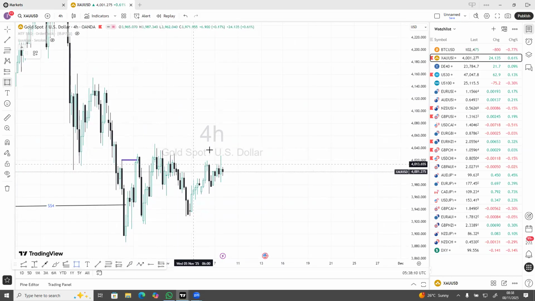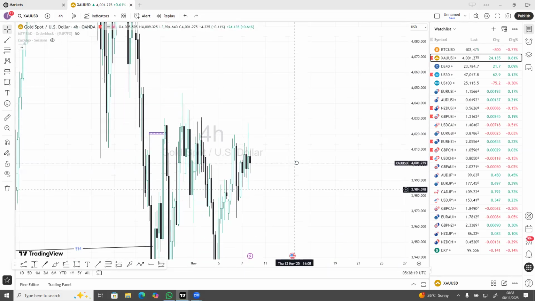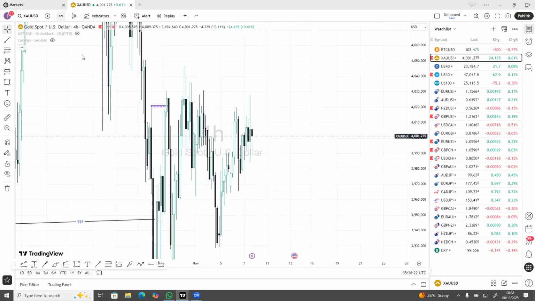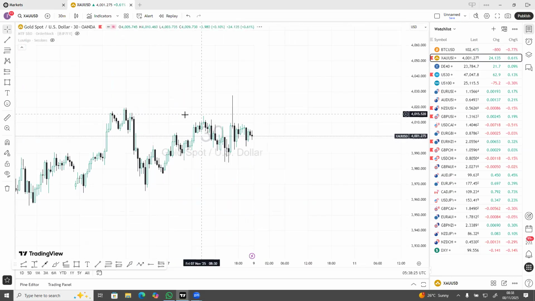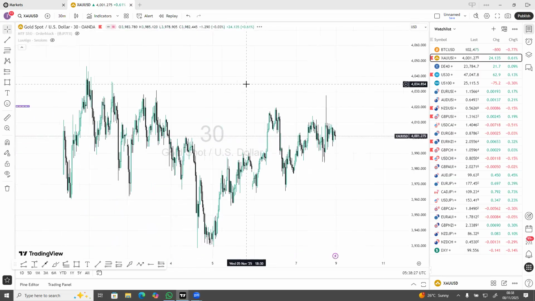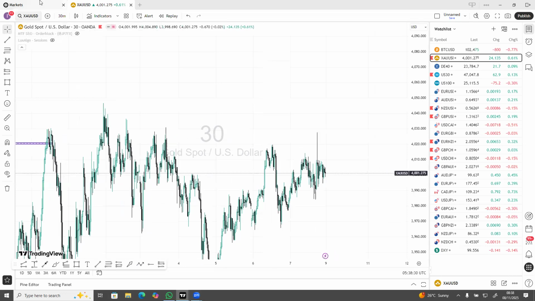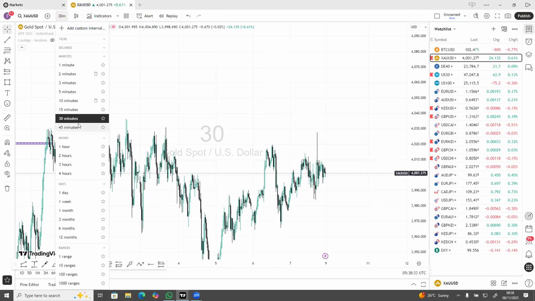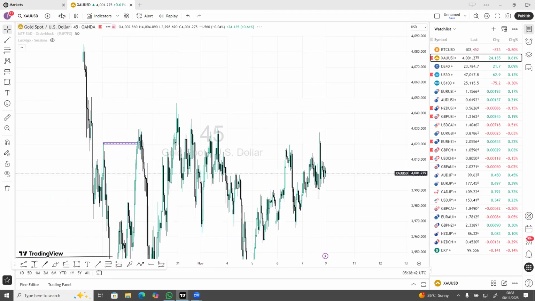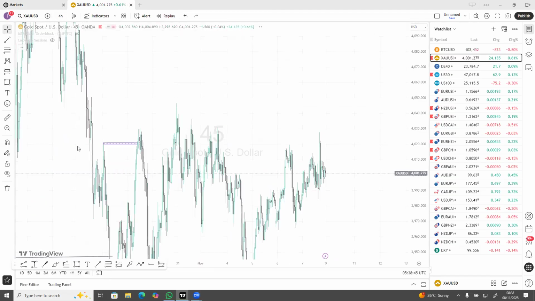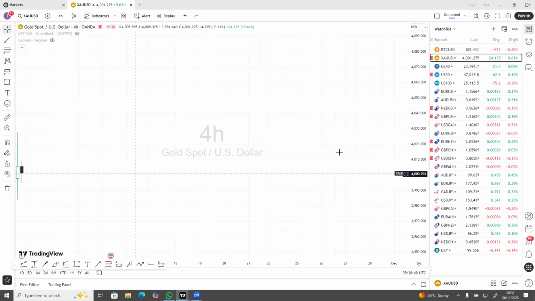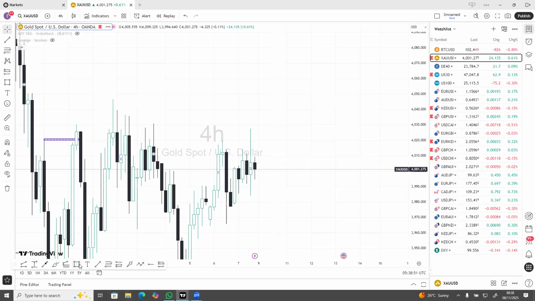Looking at this area where price is now, you can see there is a consolidation on the 4 hour time frame. If you see consolidation, you can shift to a lower time frame or wait. We can wait for a manipulation of that consolidation. So let us return to 4 hour.